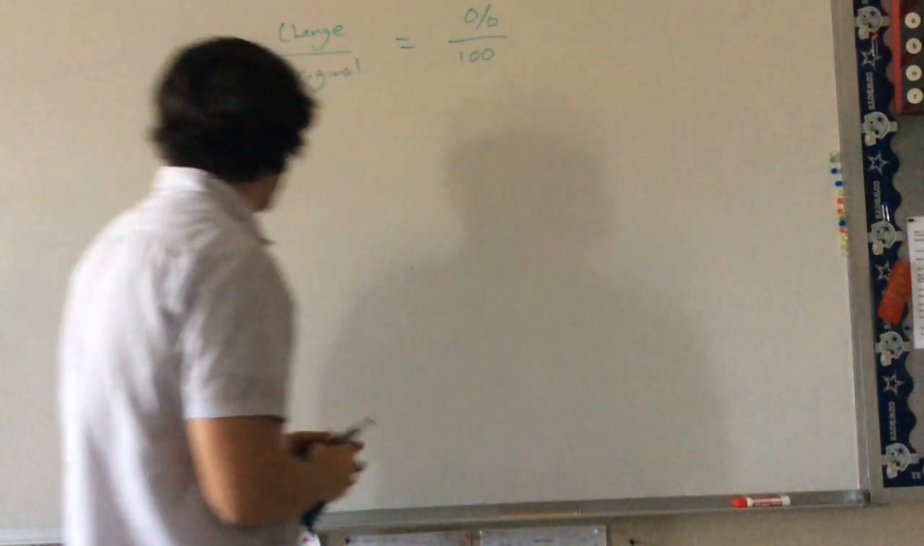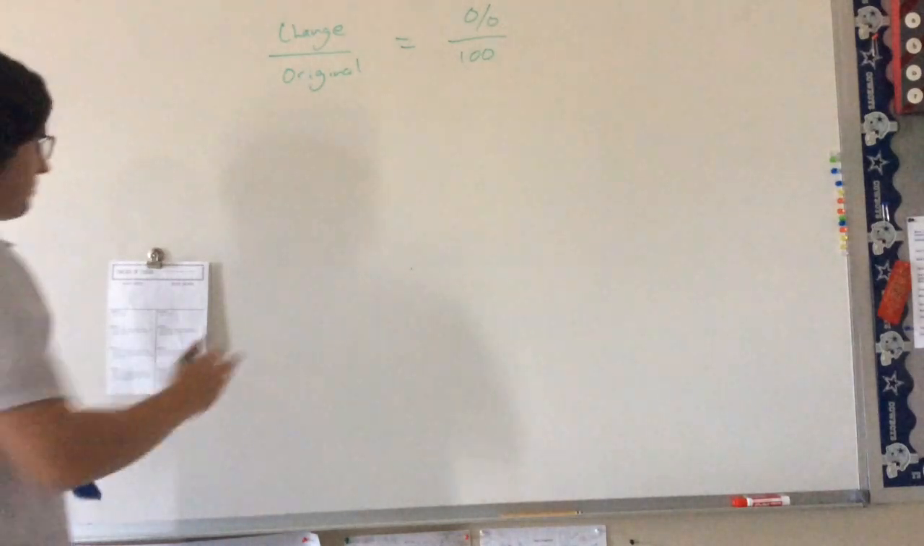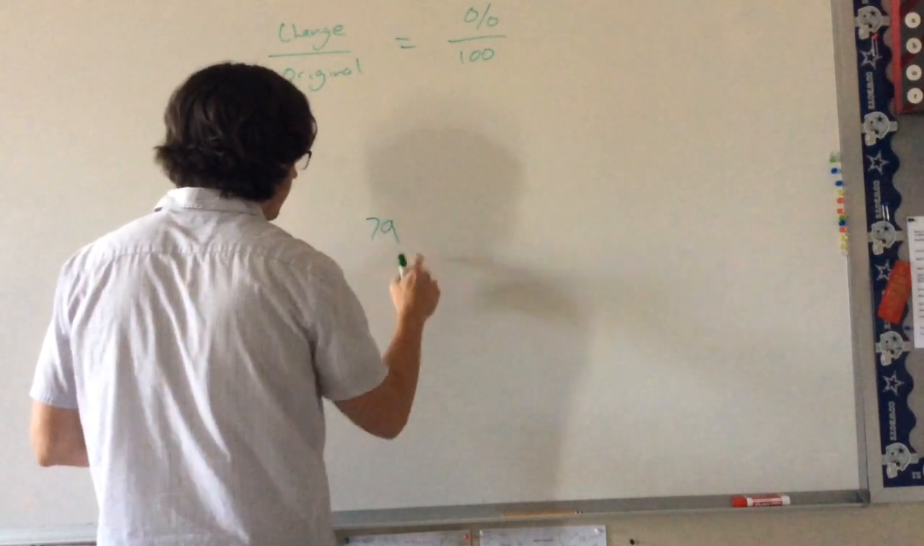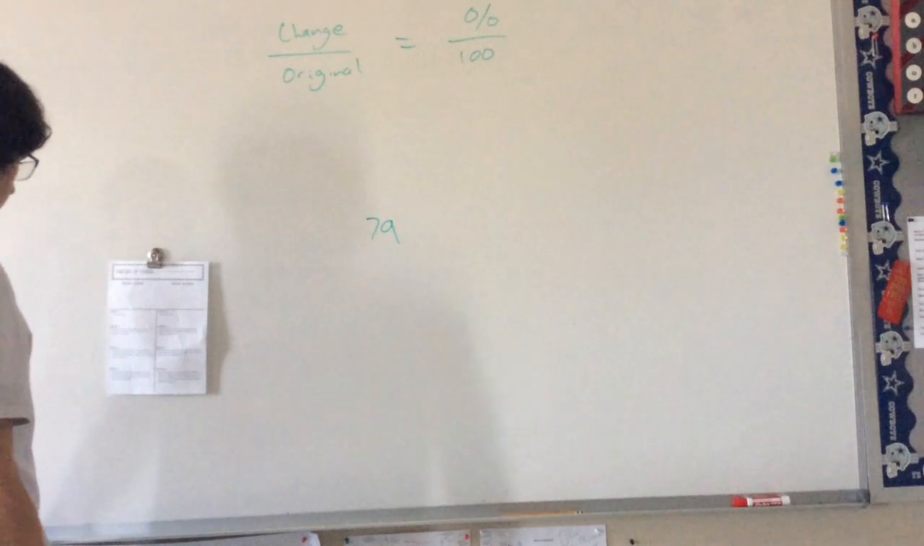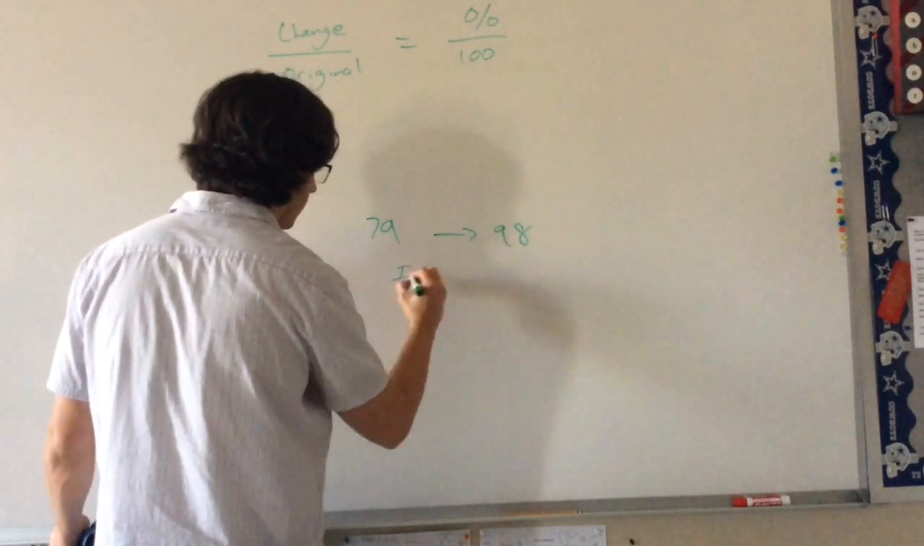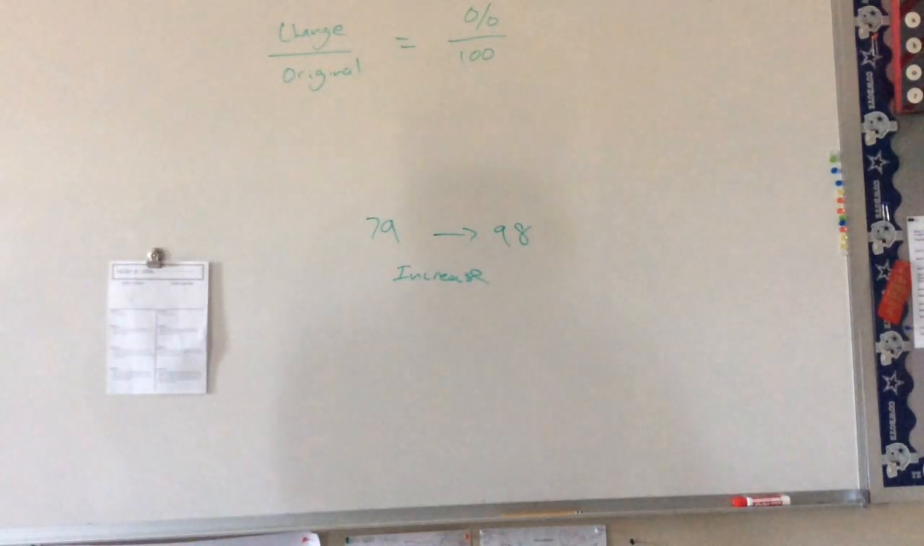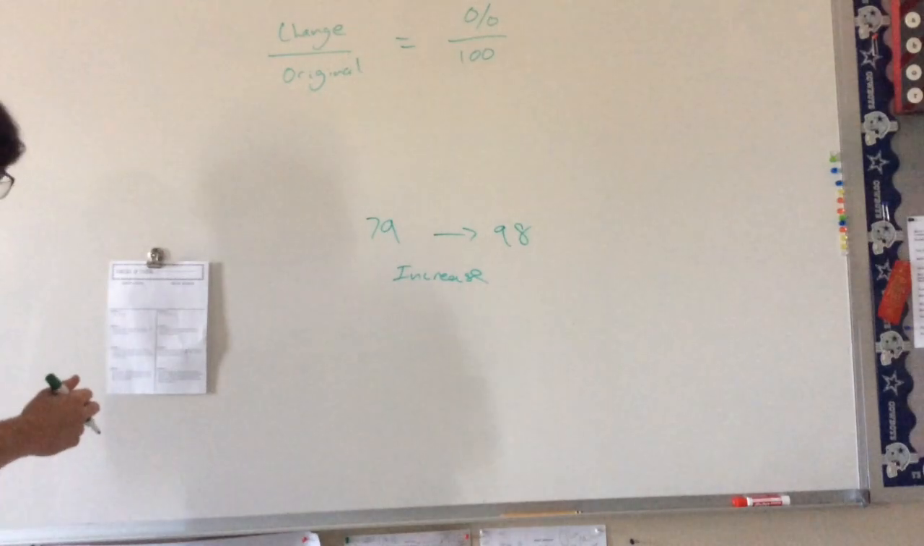All right, one more increase, then we'll do some decrease. When Bobby was exercising, his heart rate went from 79 beats per minute to 98 beats per minute. Okay, once again, this is an increase. Okay, and then it says approximately what was the percent increase.